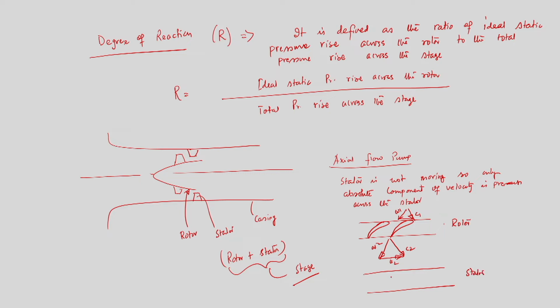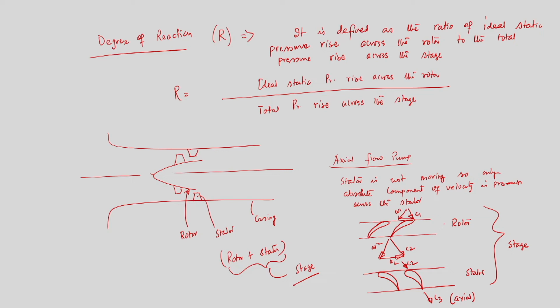But when we have only the stator, so this is the stator. Maybe C2 is approaching the stator and the velocity coming out is C3, which is axial. Combined, this is called the stage. The total pressure rise across the stage includes rotor plus stator, while the ideal static pressure rise is across the rotor. The ratio of these two quantities is known as the degree of reaction.